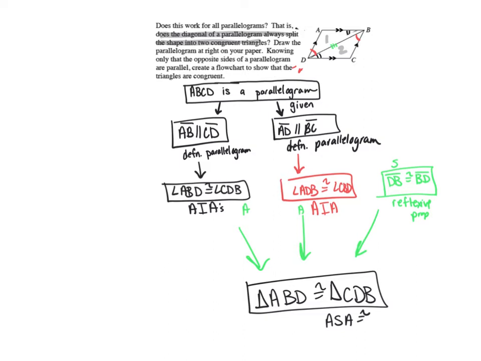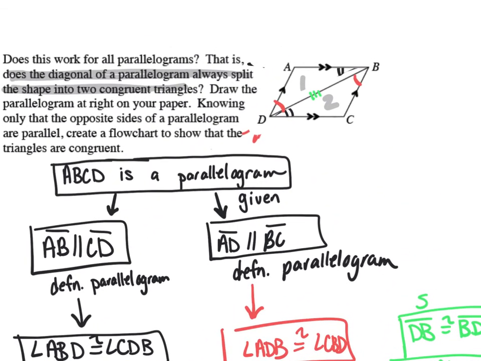So it looks like the question that we were asking earlier is, does this work for all parallelograms? That is, does the diagonal always split the shape into two congruent triangles? The answer is yes. It always works. I always have two congruent triangles, and I proved it to be true by angle-side-angle. Now, where I'm going to apply this is to take a look at the properties of this parallelogram.